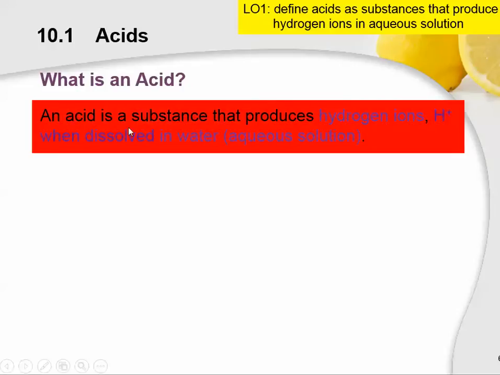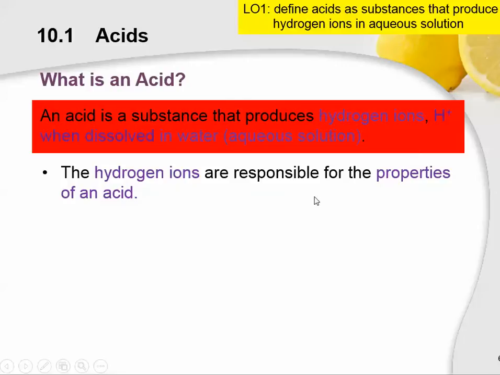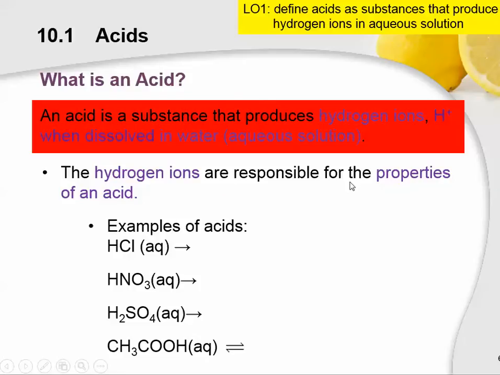Highlighted in red means it's a definition. An acid is a substance that produces hydrogen ions, H+, when dissolved in water. Dissolved in water also means aqueous solution. So take note that you need to write hydrogen ions rather than just spelling it H+. Hydrogen ions are responsible for the properties of an acid. Without hydrogen ions in a solution, the solution will not have acidic properties.